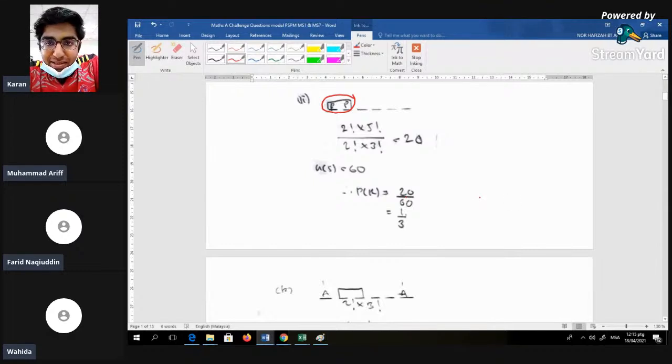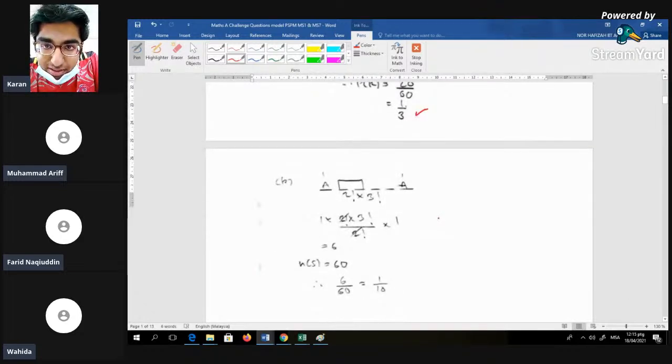And then the sample space, again, exactly what we did earlier, will be 60. And so your probability of R is simply 20 over 60, and that becomes 1 over 3. Now for the last question, is the probability of P intersecting with R.